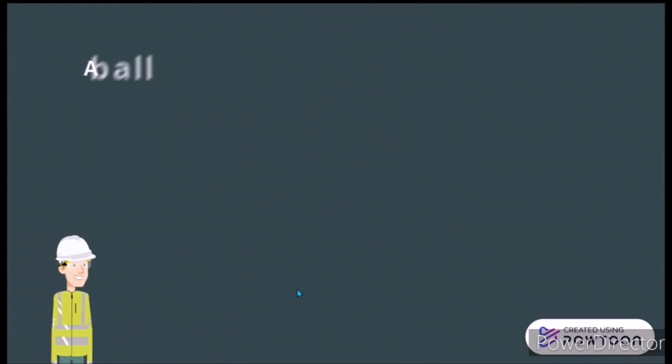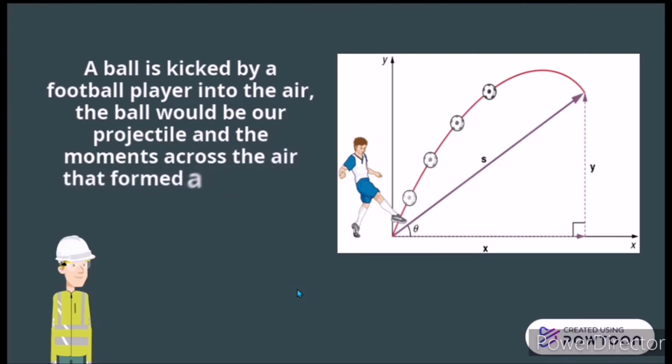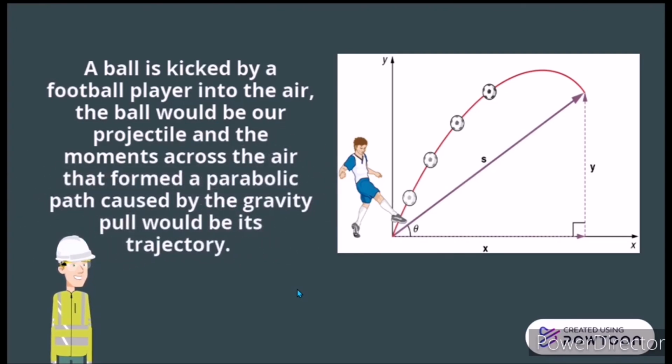For example, a ball is kicked by a football player into the air. The ball would be our projectile, and the movement across the air that forms a parabolic path caused by the gravity pull would be its trajectory.